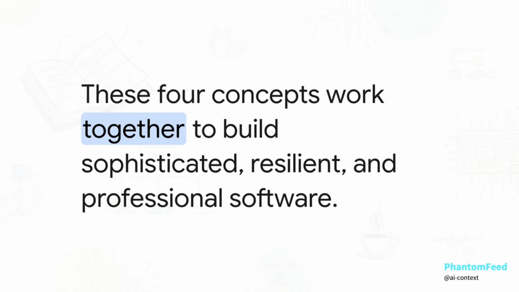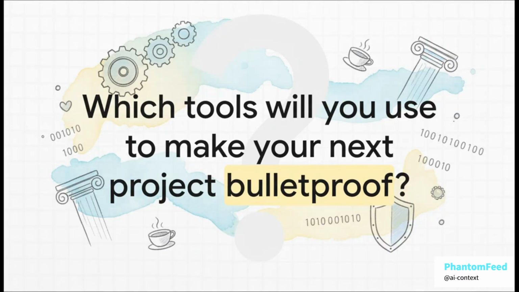You'll use Java I/O to read a file, which might throw a checked exception that you have to handle. You might decide to process that data across multiple threads using concurrency, and you'll probably use a flexible data structure built with generics to hold the results. Mastering how they all work together is what takes you to the next level as a software engineer. And really, that's what this is all about, building software that's bulletproof. So as you start thinking about your next project, ask yourself, where can I apply these pillars to make my code more robust, more efficient, and more professional?